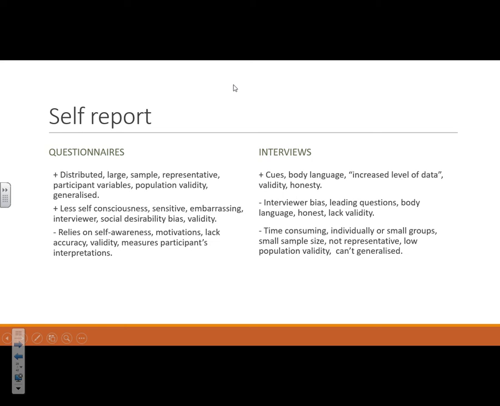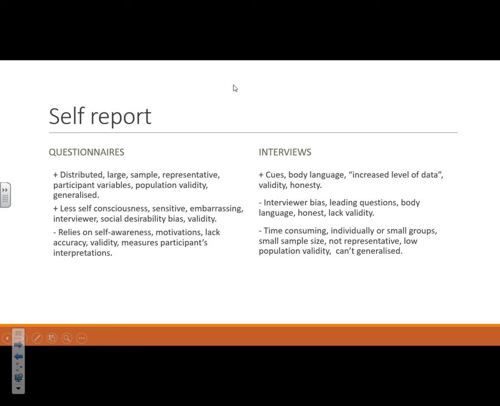However, they rely on self-awareness. Motivations, they might lack accuracy and understanding. It's measuring participants' interpretations instead of what's actually the case. They might say, exactly as we said, oh no, I'm not an aggressive person at all, I'm not violent, but if we put them into an observation we might not see that was the case.